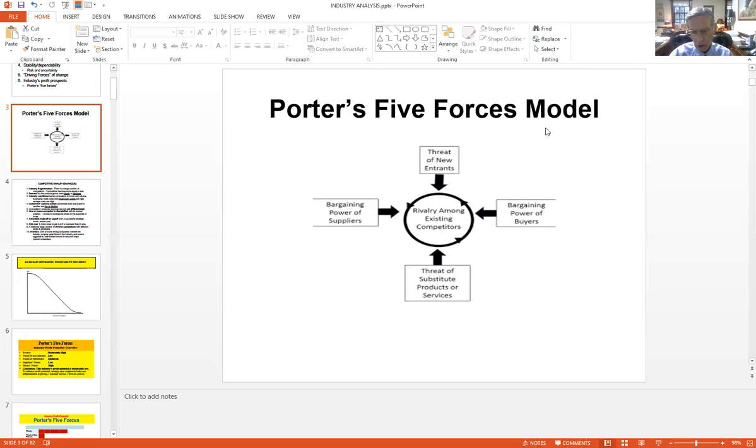What if only 1 or 2 are strong? What do we do then, especially if we're already in the industry? And the answer is we form strategy to offset those forces, either to neutralize them or overcome them. So Porter's model can be used both to guide the formation of strategy as well as to assess an industry's profit potential. And that's why it's used so often.